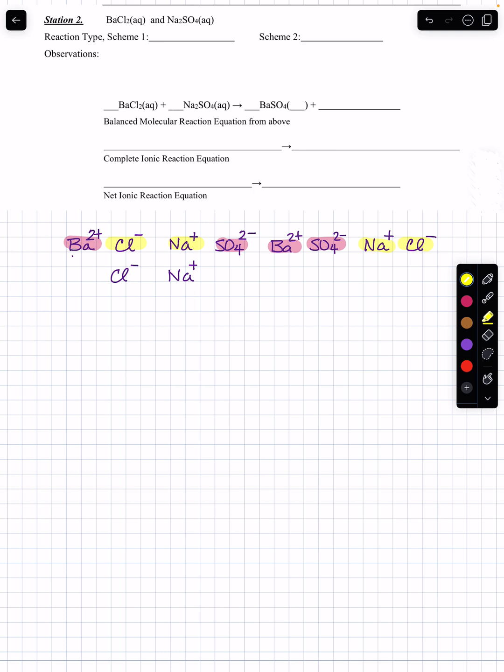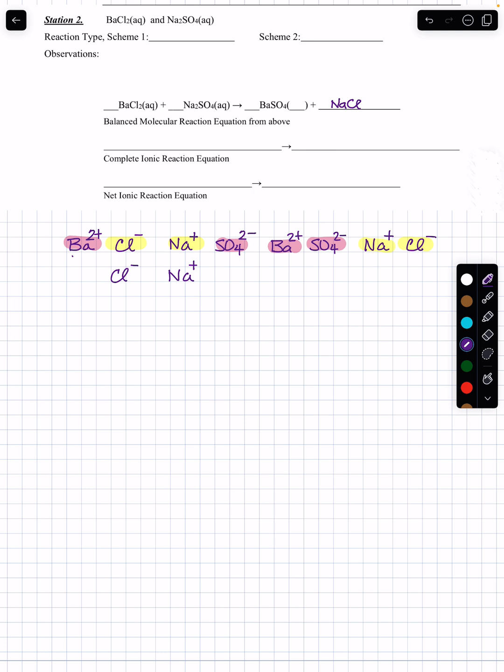So we can look at their charges to figure out what the formula is. For barium, we have a +2 charge, and the sulfate has a -2 charge. So we just need one of each of those, and that's what's indicated up here, just BaSO4. Over here, we've got a +1 charge and a -1 charge, and so we're just going to need one of each of those, and so this is going to be NaCl, one of each. We'll worry about the state symbols in just a minute.